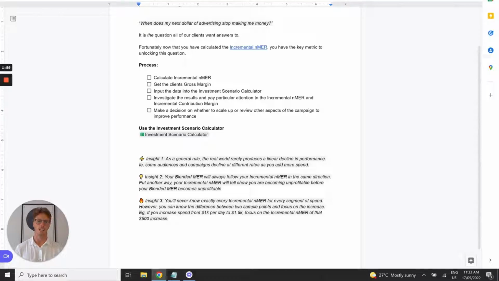And then finally, it's very difficult to know at each point in time the incremental new customer MER for every segment of spend. With challenges in attribution and privacy, it becomes very difficult to always know it for each dollar, each cent, even though we would like to, and even though platforms like Google and Facebook want to make it easier for us to improve our ROAS. But the reality is we're actually looking for that next dollar. When does my next dollar stop making me money? That's the question we really want to answer.